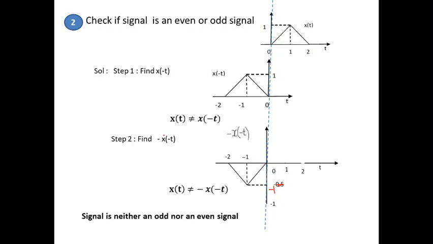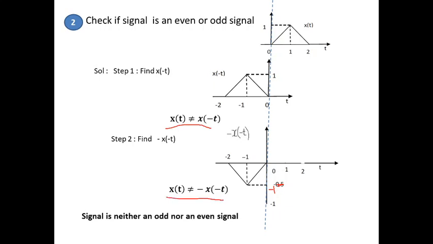So if you compare both these signals, x of t is not equal to minus x of minus t. Hence the given signal is neither an odd signal nor an even signal. So using the first point we have checked these two conditions, and we are telling that the signal is neither even nor odd.